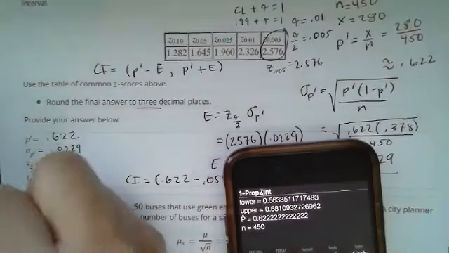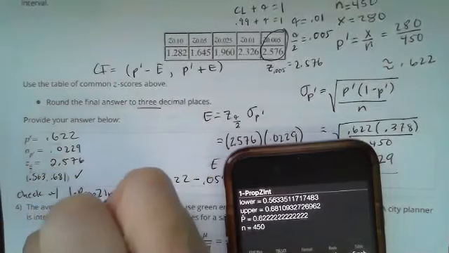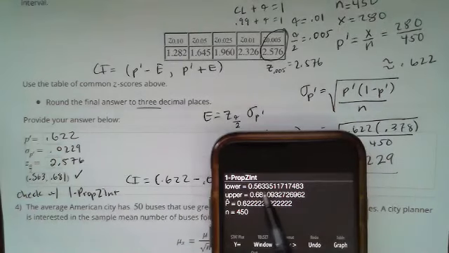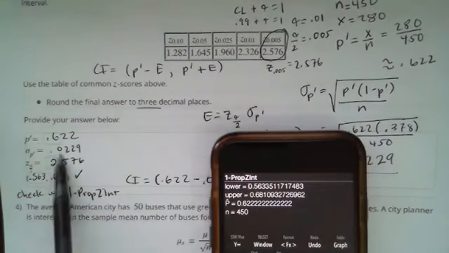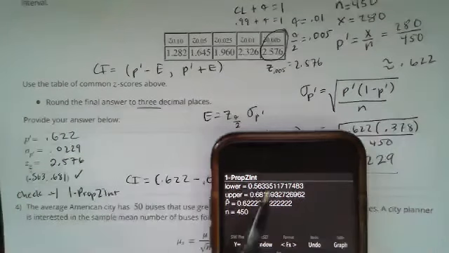We'll check with 1-PropZInt on the calculator. Now you might ask, well, why didn't we do the whole problem using this? Well, that's pretty easy to answer because it doesn't give us the standard error. It does give us the confidence interval and it gives us p prime, but that's about it.